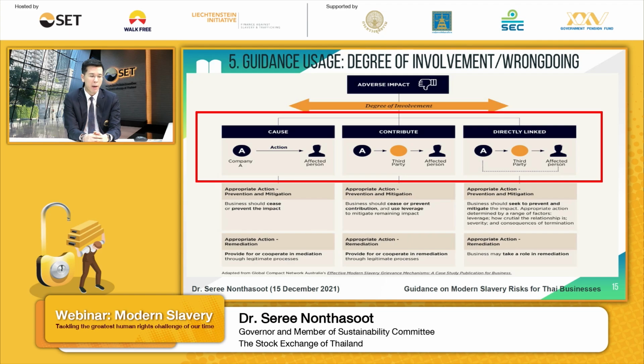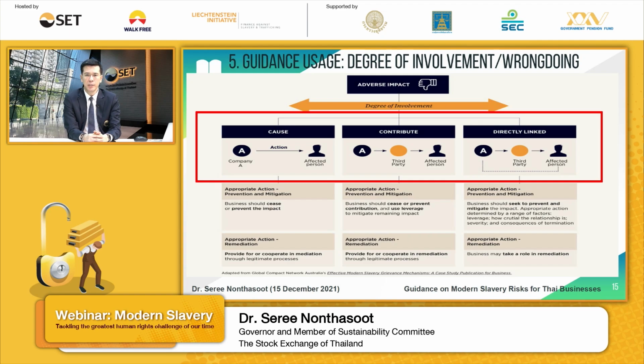So this will be the 100% involvement, and you will be the committer or the offender in this case. But in another case, you may not be directly involved, you may be indirectly involved. So by that, from your position, you will have to encourage your supply chains to eliminate or eradicate the act of human trafficking or modern slavery.